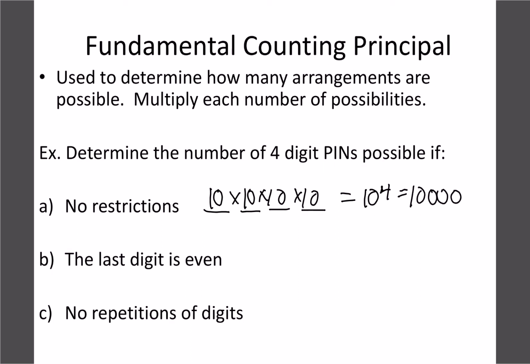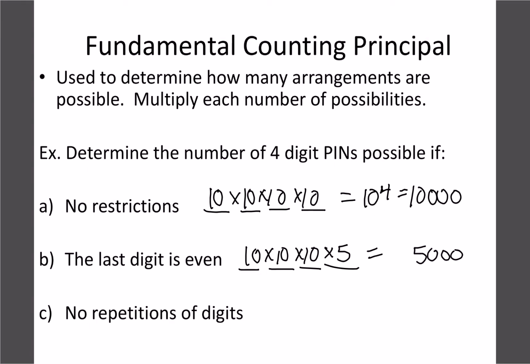Okay, so now we start getting a few restrictions involved. What happens if our last digit is even? For an even PIN number, we're going to count 0, 2, 4, 6, and 8. So that gives us 5 digits. And then we'll assume everything else can be any other digit. So in this case, we'd have 5,000.